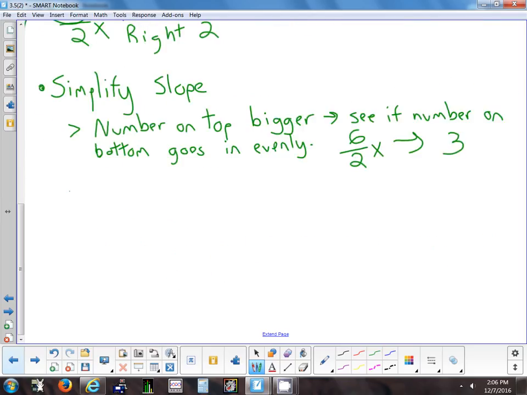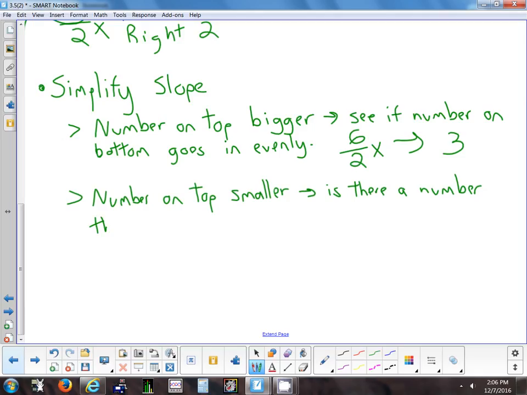Now we can talk about number on top smaller. All right, so number on top is smaller. We got to see, is there a number that will go into both evenly? Can I reduce it? Let's say I get this: 2 over 4x is my slope.